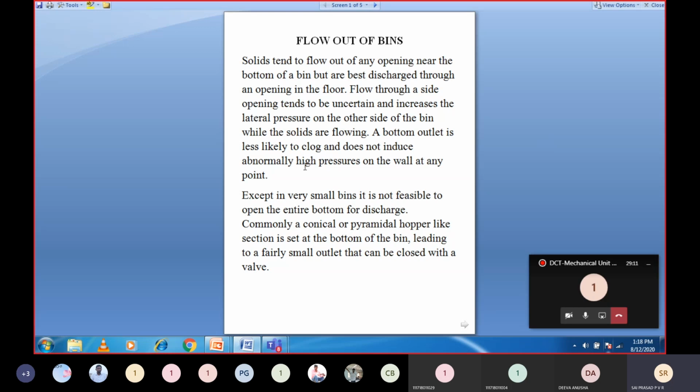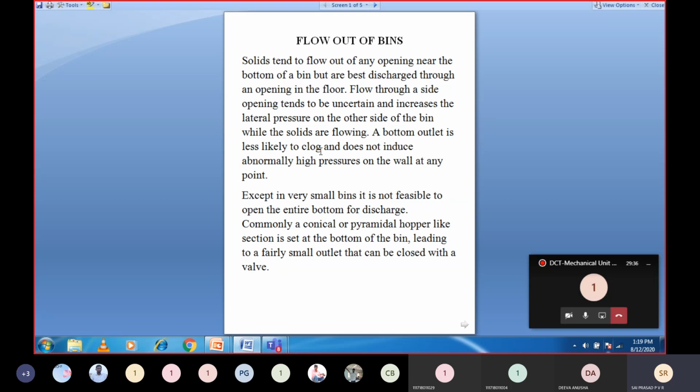The bottom outlet is less likely to clog. Clog means what? The process of stopping the flow in between because of various reasons. One of the reasons is arching. The second reason is what? Suppose you have cohesive solids which have a tendency to stick to one another. So what will happen? Even if you open the bottom wall, the strength of the material is such that it will stick the solids and it will not allow the flow.